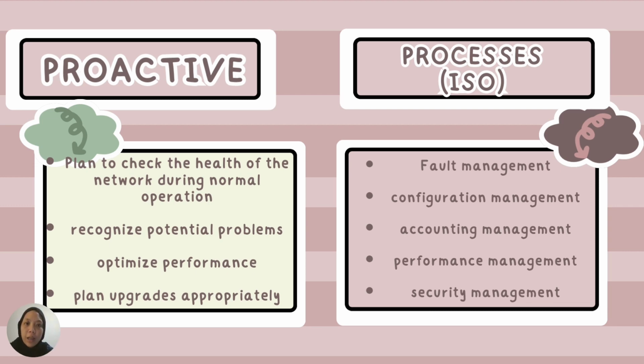Performance management is a dedicated process for monitoring and optimizing network performance. This involves establishing metrics, setting performance goals, and continuously assessing and improving the efficiency of our network. Lastly, for security management, ISO emphasizes this process to ensure the implementation of robust security measures, protecting our network against unauthorized access, data breaches, and other security risks. By following ISO standards in security management, we fortify our network defenses and safeguard sensitive information.